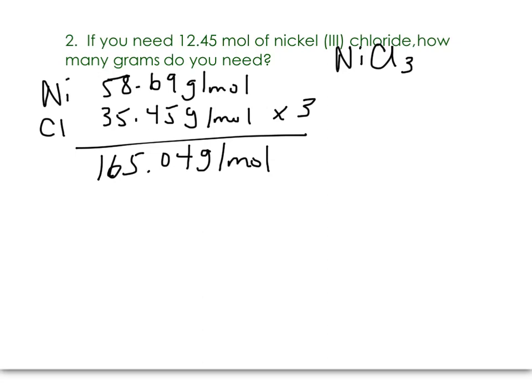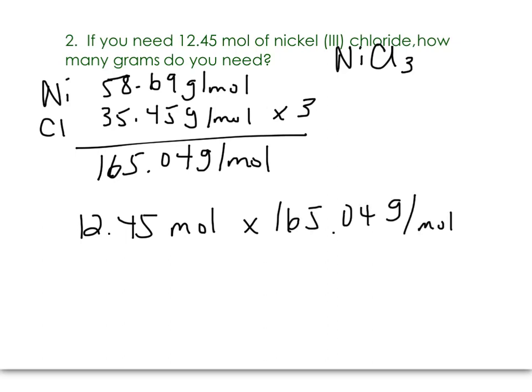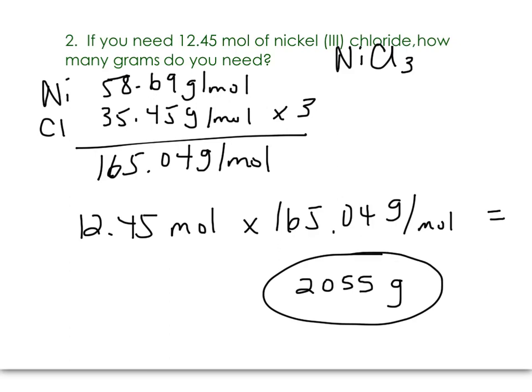So now let's convert from moles to grams. 165.04 is the mass of one mole. We don't have one mole, we have 12.45 moles. So let's multiply. With four significant figures, we get 2,055 grams. And that's our final answer.